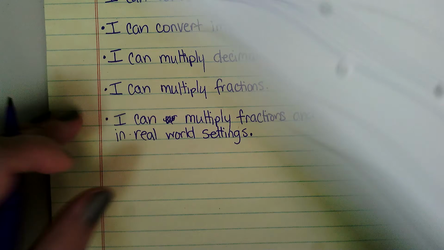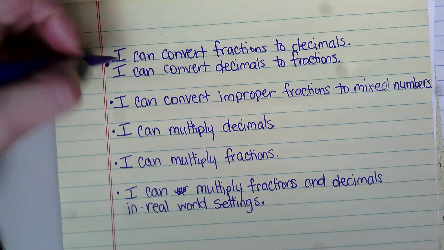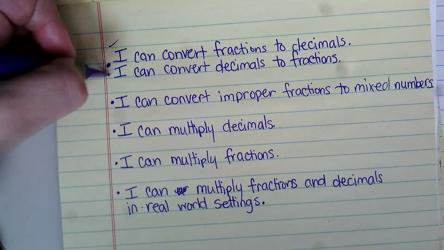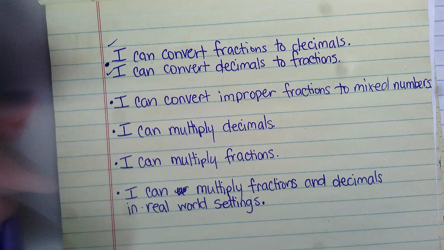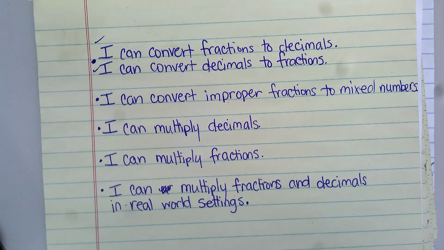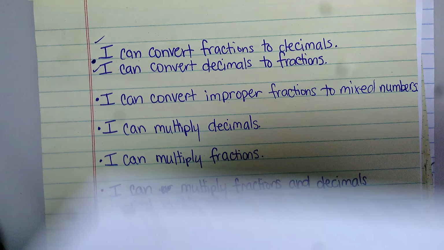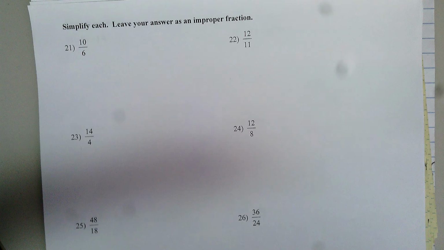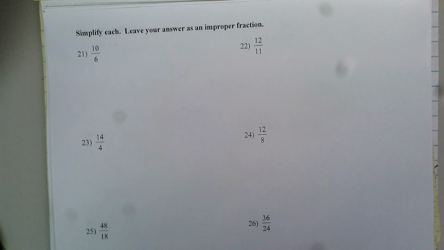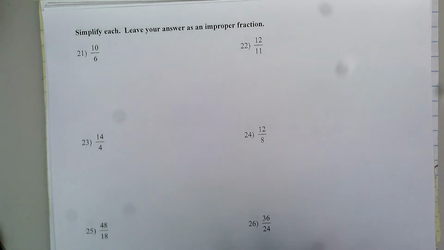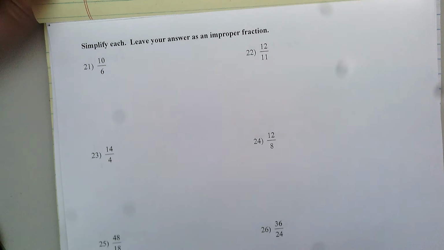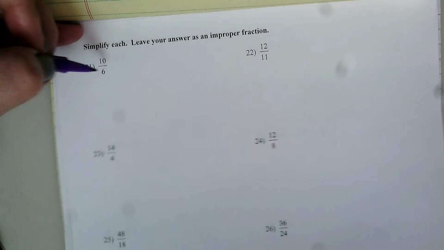Okay, so we have talked about converting fractions to decimals and decimals to fractions. So the next thing we're going to talk about is converting improper fractions to mixed numbers. So I'm going to get my paper, and if you guys notice, all these are improper fractions, and my goal is to turn these into a mixed number because that is the form that we typically like to see things in.